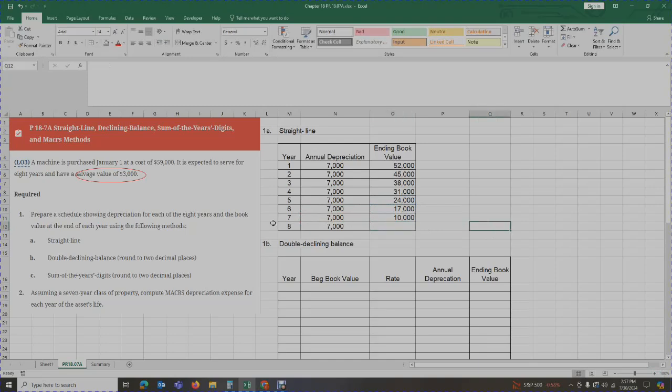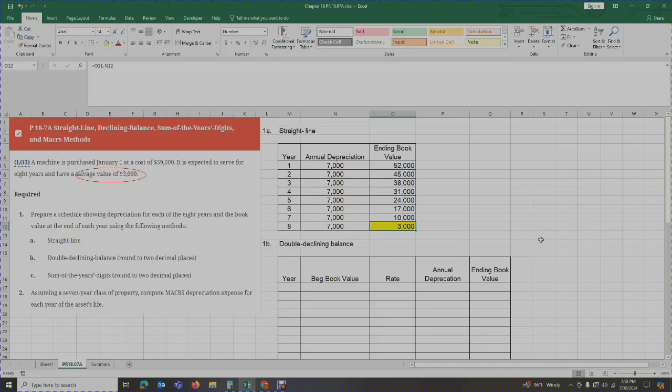So we get to year number 7. In year number 7, my book value is $10,000. I'm going to subtract my $7,000, and it leaves me a book value of $3,000. That ending book value needs to agree to your salvage value. You cannot depreciate it to 0 because it has a salvage value. So at the end of year 8, I have to have $3,000 left over of what this piece of machine will be worth in our books.